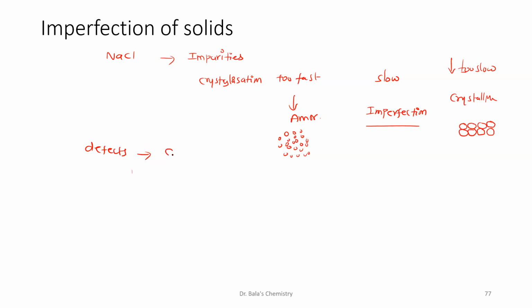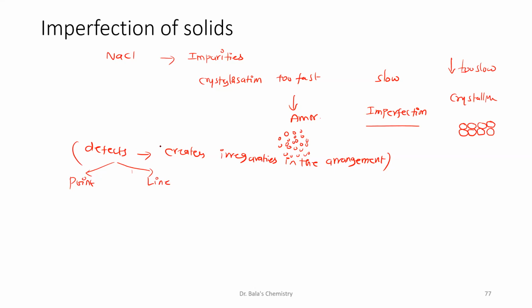So the defects create irregularities in the arrangement of constituent particles. Generally, defects can be divided into two types. One is point defect, another one is line defect.